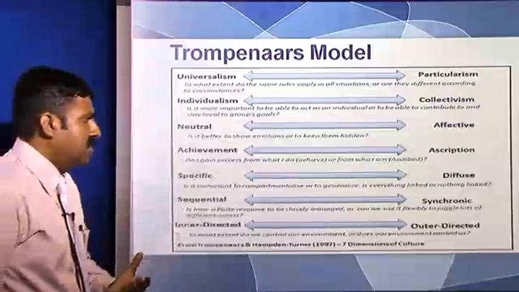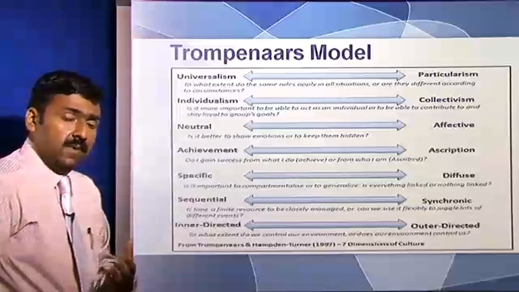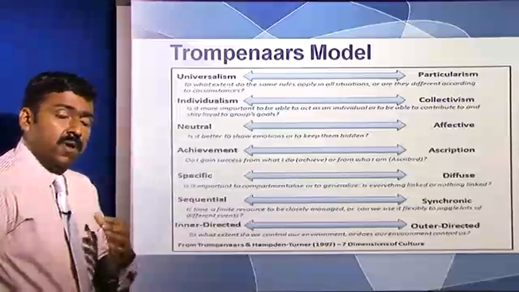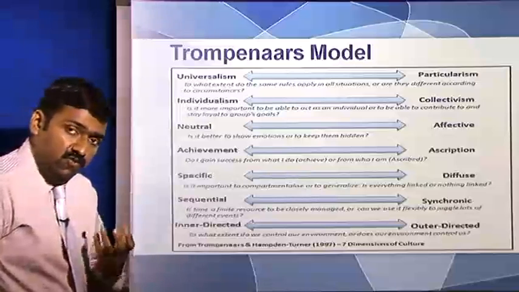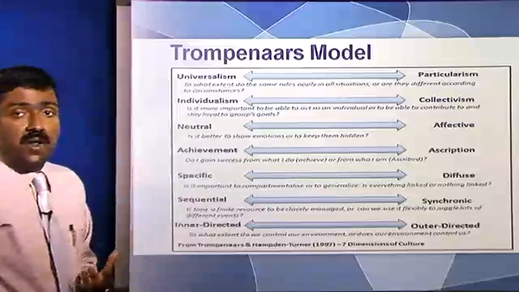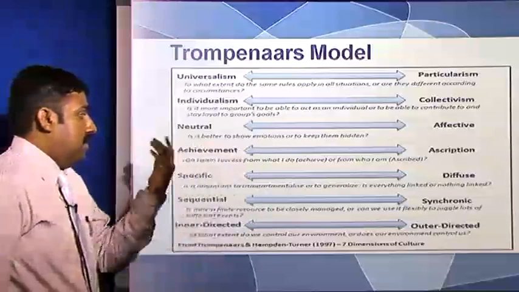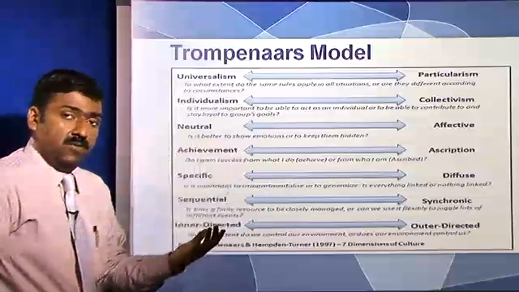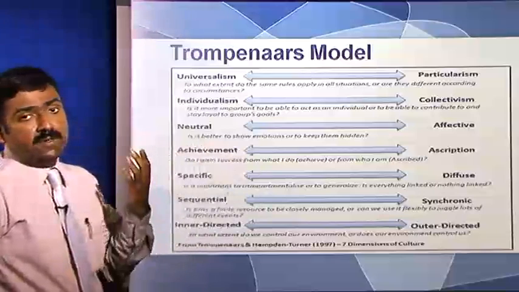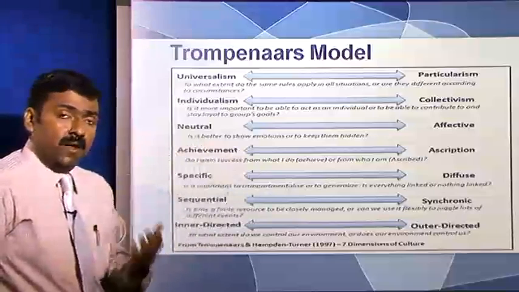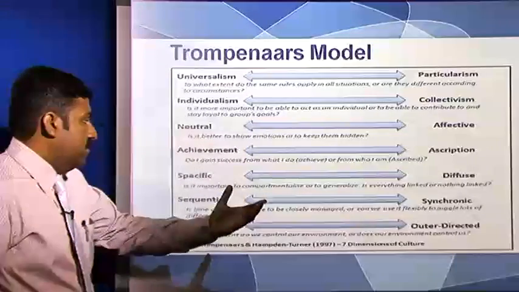Achievement versus ascription. Now, whether the society gives a particular individual value and status based on his individual achievements or because of his background and connection to a particular group, which is the case of ascription. Achievement is on the individual, and ascription is what is given because of his pedigree, his background. Or specific and diffuse is the next angle.